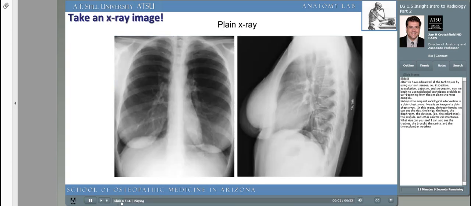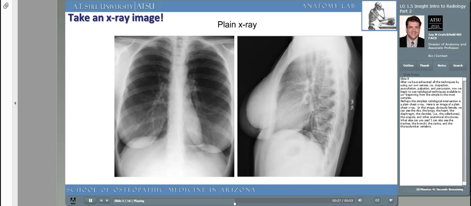After we have exhausted all the techniques used by our own senses, i.e. inspection, auscultation, palpation, and percussion, now we begin to use radiological techniques available to us, beginning from the simple to the most complex. Perhaps the simplest radiological intervention is a plain chest x-ray. Here's an image of a plain chest x-ray.